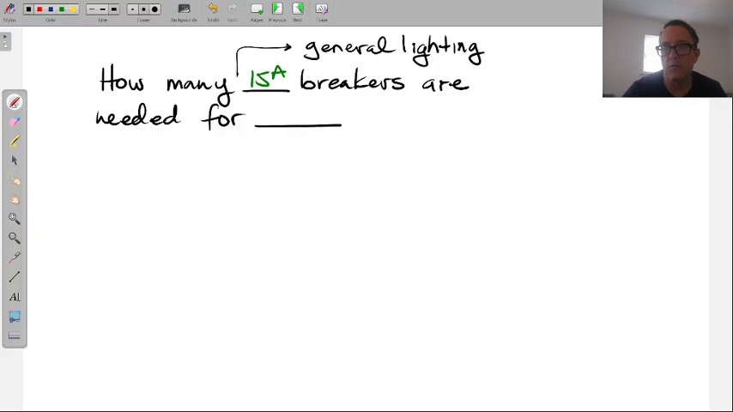Your general purpose receptacles and your lights in a dwelling unit. They call them general lighting because way back when they first put electricity in houses, there were only lights that went in the houses. So it's just an old term that we've carried on forever. Sorry, I left you guys blank there.